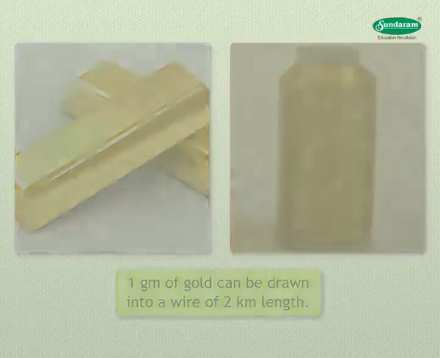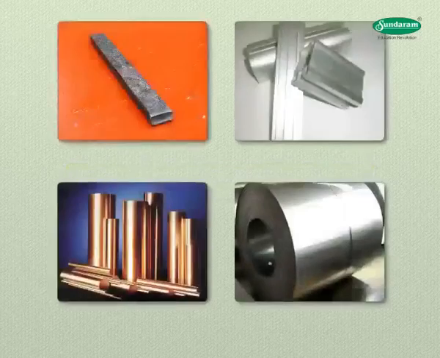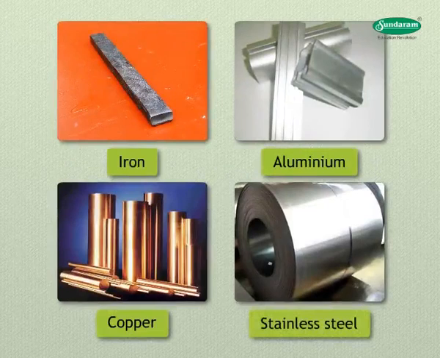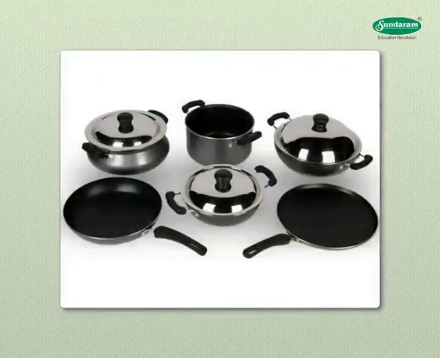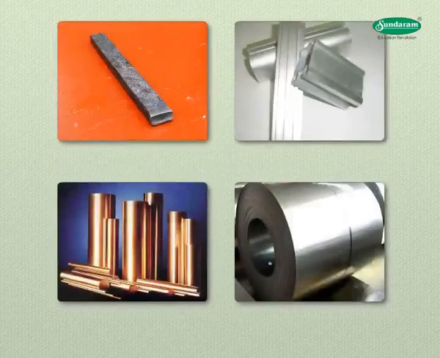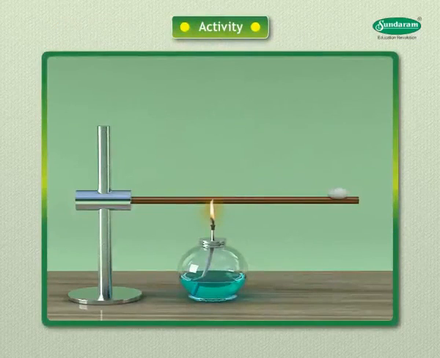Students, name some metals that are used for making cooking vessels. Iron, aluminium, copper, and stainless steel are some metals that are used for making cooking vessels. Do you know why only these metals are used for making cooking vessels? All these metals are good conductors of heat. Let us look at another activity.